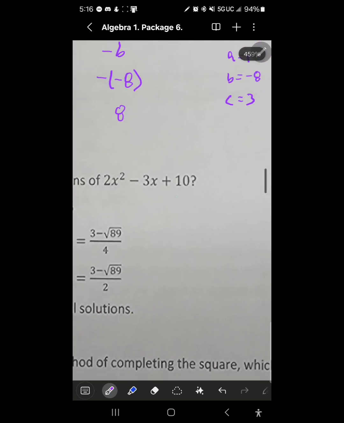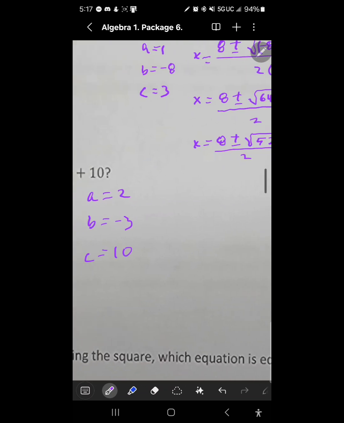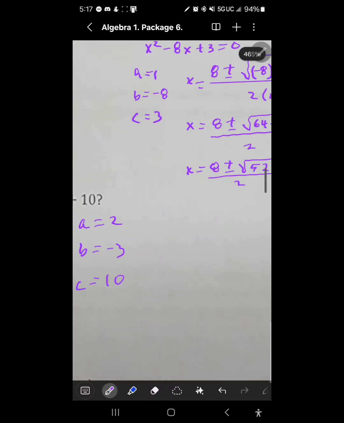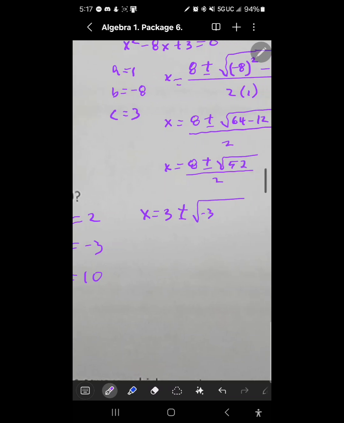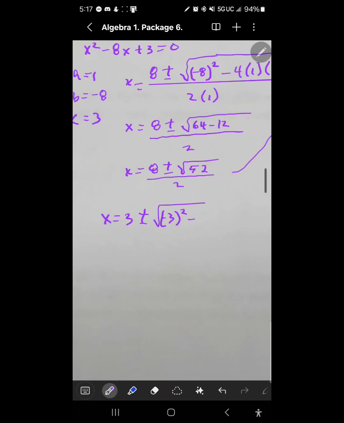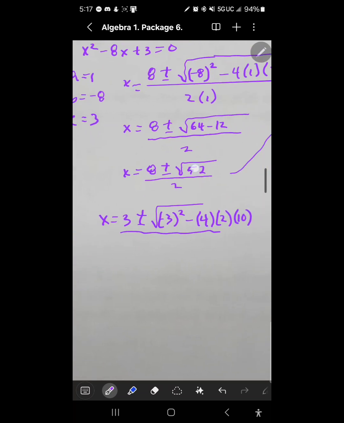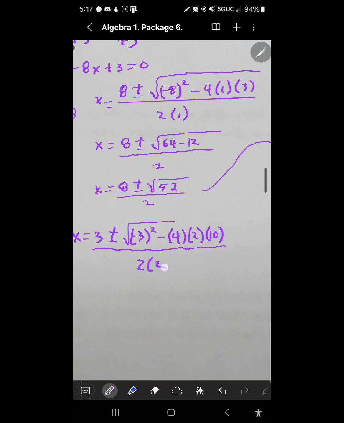So we have a equal to 2, b equal negative 3, c equal 10. So we're going to substitute our values again. We have x equal minus negative 3, so 3, plus or minus the square root of negative 3 squared, minus 4 times 2 times 10, over 2a, which is 2.